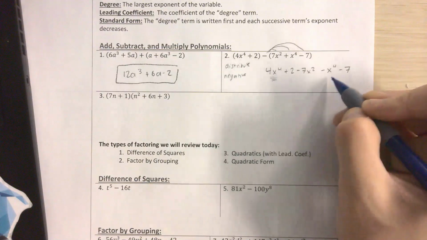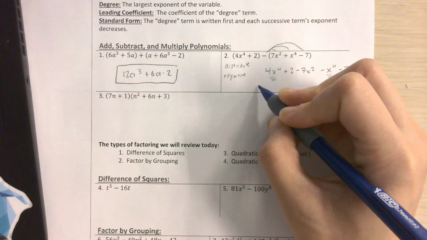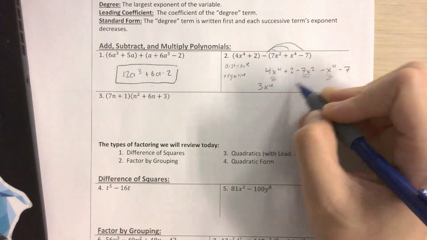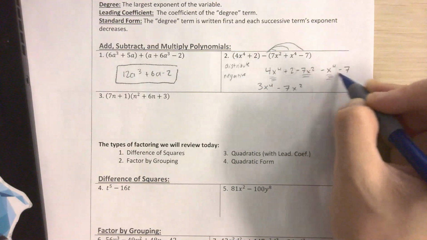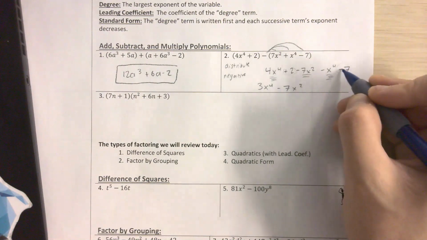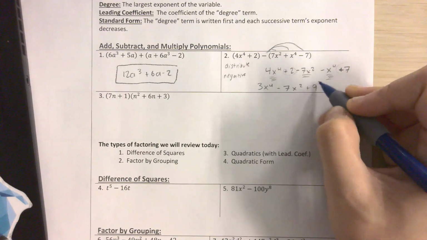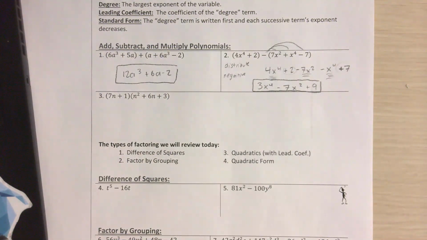We have 2 terms with 4 as our degree. So we have 3x to the fourth. And then we have this guy by himself, minus 7x squared. And then we have 2 constants. Oh, this is a positive, right? Because it's minus negative. So that's plus 9. Always got to be careful. Double check. Make sure you're not making any mistakes.